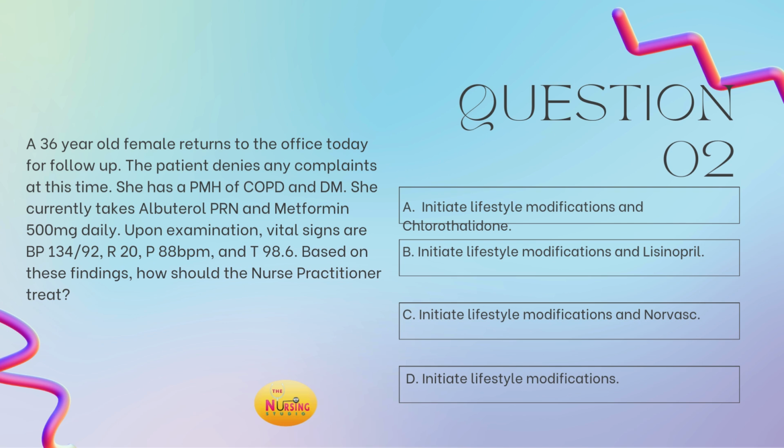Is it A, initiate lifestyle modifications and chlorothalidone? Could potentially be, but let's think about that. Initiate lifestyle modifications and lisinopril. This is your better answer, and let's talk about why. One, we want to initiate lifestyle modifications because this has not been implemented yet, but also this person has diabetes.